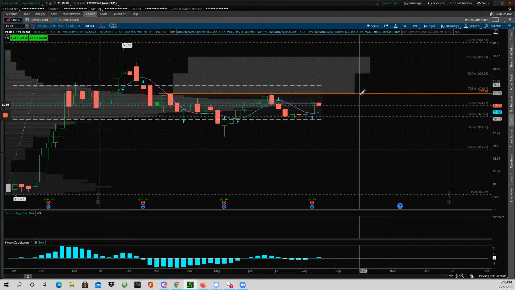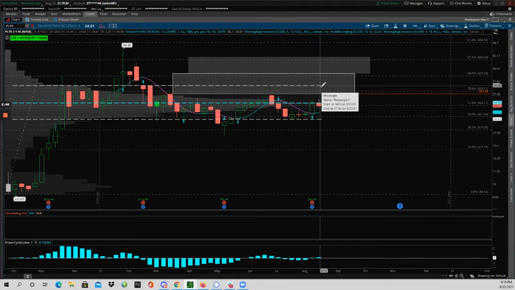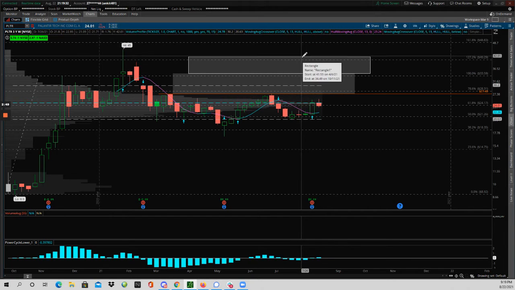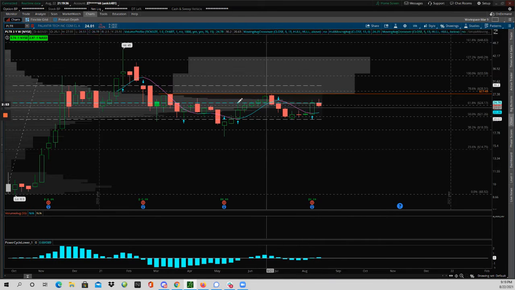Once it breaks above 27.48, I think the next price target would be 30.08, followed by 34.65, and then ultimately 42. The way I came up with these levels was I took this consolidation area and doubled it up. So that's a really quick nifty trick of finding your price targets.